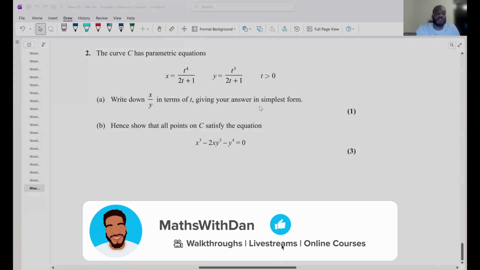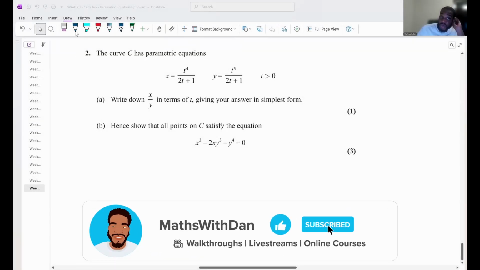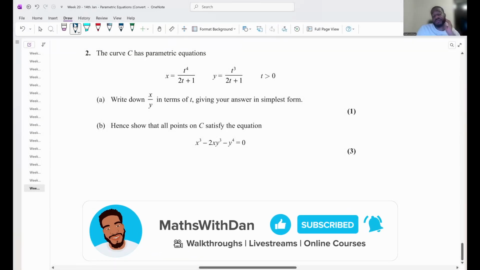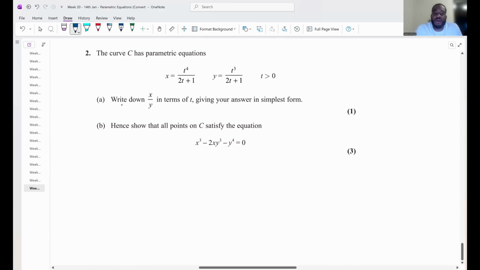So it says the curve C has parametric equations x equals t to the 4 over 2t plus 1, and y equals t cubed over 2t plus 1, where t is greater than 0. Part A says write down x divided by y in terms of t, giving your answer in simplest form for 1 mark. Okay, so x divided by y.